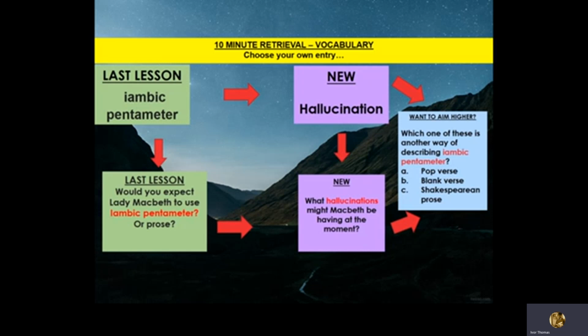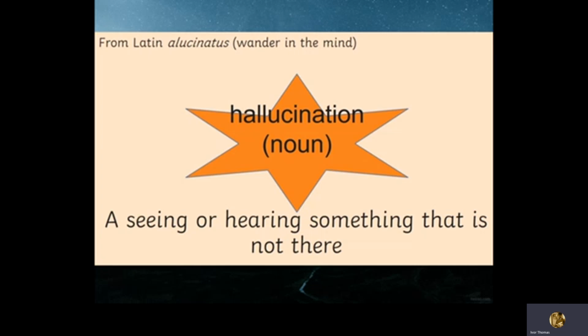Today, you need to know what hallucination means. It's seeing or hearing something that isn't there. In other words, a vision or dreamlike image. We arrive at the word from hallucinatus, which means to wander in the mind. Lucid means clear. Hallucinatus means to remove from the clear.